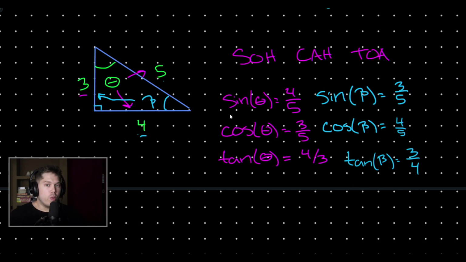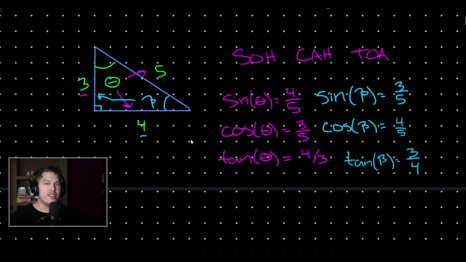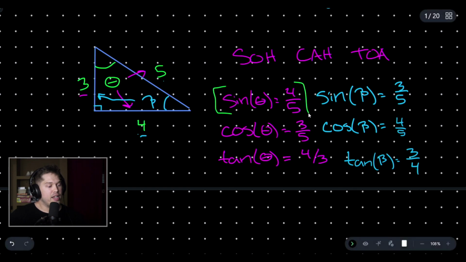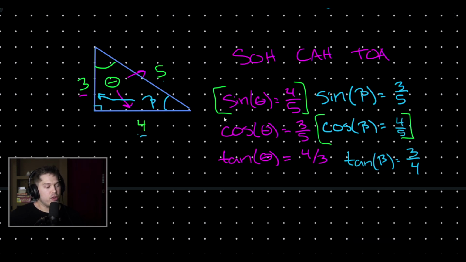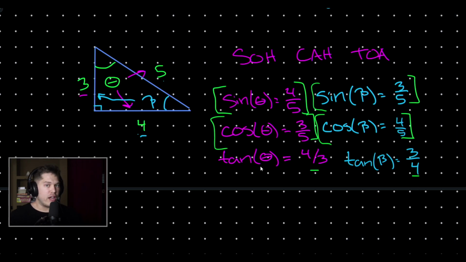Something I also want you to notice is that because your opposite and adjacent sides flip-flop whenever you're looking at your triangle from different angles, the sine of theta and the cosine of beta are the same value. And notice the opposite's true too. The cosine of theta and the sine of beta are going to be equivalent. And you can also notice that your tangents are just reciprocals of one another. So that's something to notice.